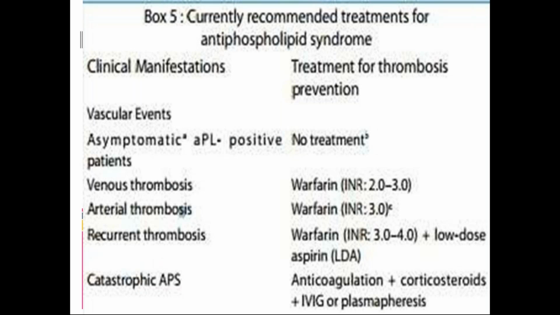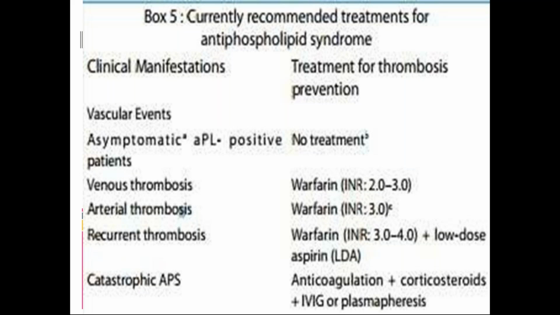That would be enough. As I said again, whenever warfarin is given, you have to check the INR of the patient. It has to be around 2 to 3. The normal INR is around 1, but when you're giving warfarin, you have to maintain it in the range of 2 to 3. Arterial thrombosis, as I said, warfarin for everything. In catastrophic APS, where we have to act fast, we have to do anticoagulation, that is heparin or warfarin, along with corticosteroids. Steroids are indicated in catastrophic APS.